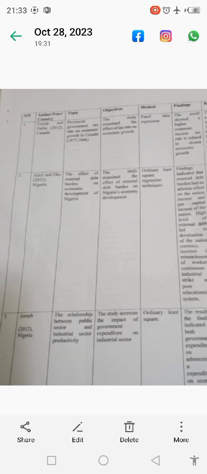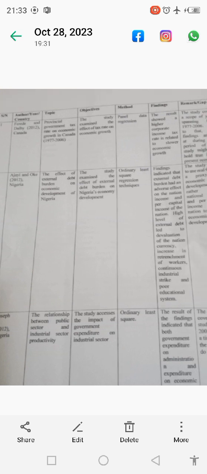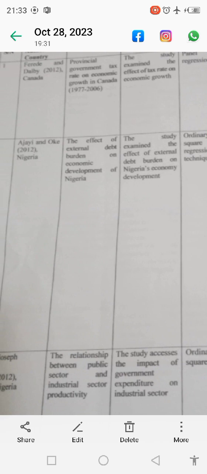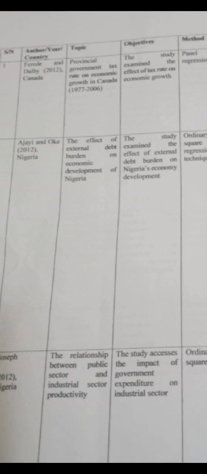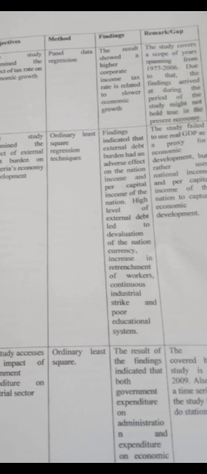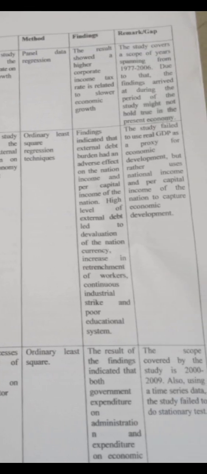You see how you can see the information that is here. We have the authors, we have the year and the country that is done. We have the topic. How you can see the heading. That's the topic, the objectives, the method, the findings, remark or gap.